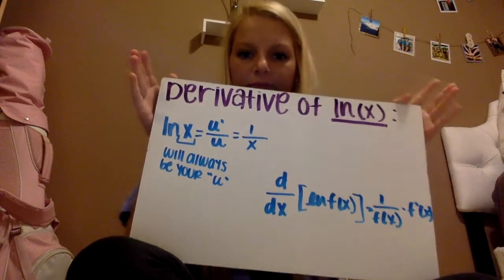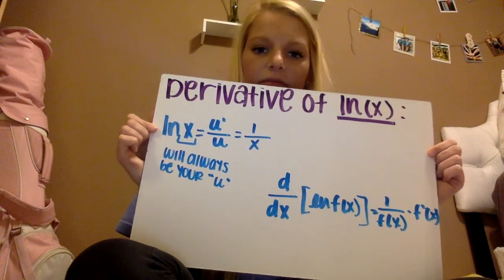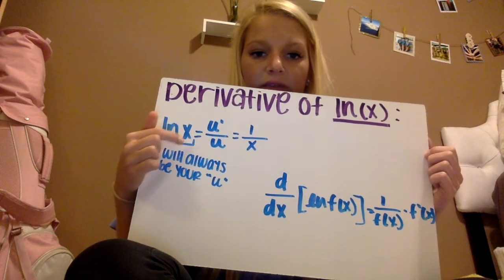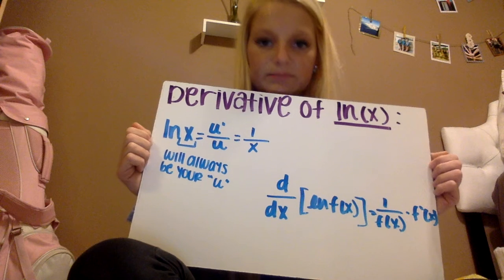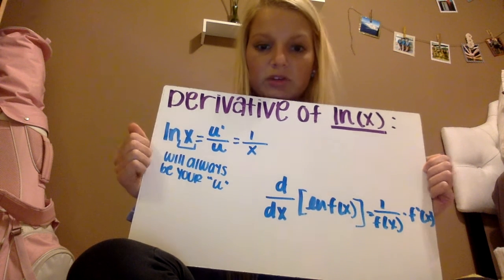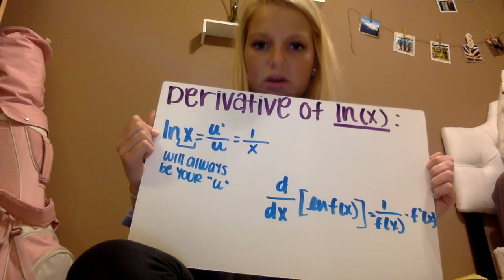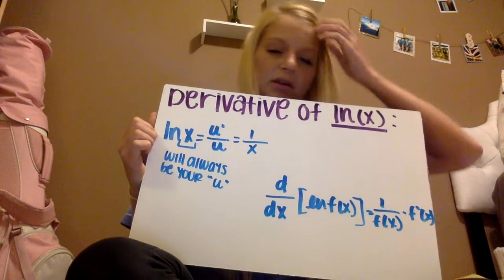So starting off, this is a pretty simple thing. The derivative of the natural log of x is going to be u prime over u, and the x right there, anything that is in there, that's always going to be what your u is. So here we would have the derivative of x, which would be 1 over u, which is x, so 1 over x, and that would be what that is.